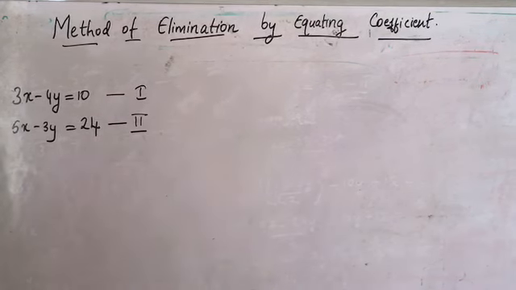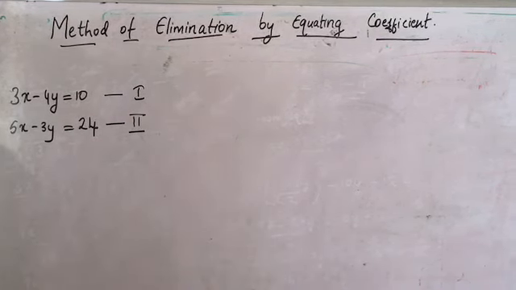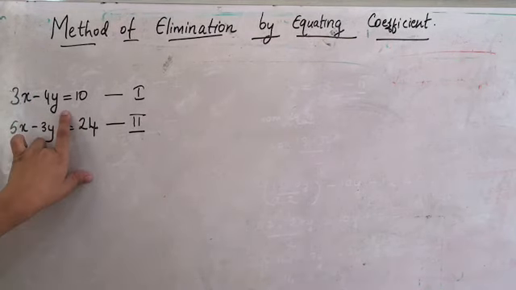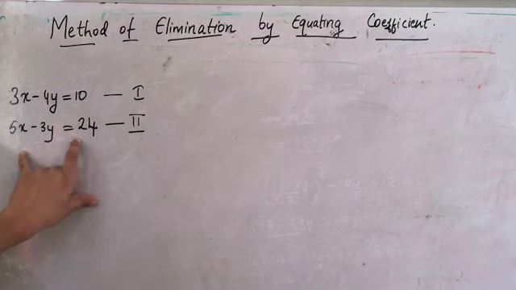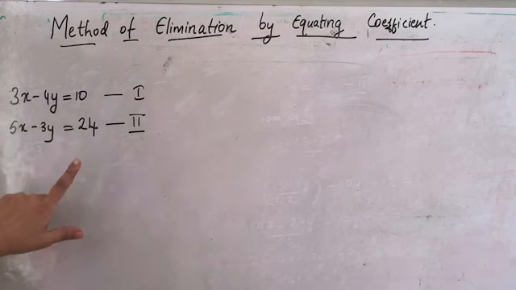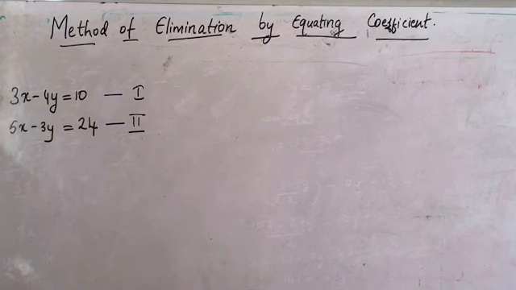Now let's have a look into it. How do we use this method of elimination by equating coefficient? In this method, we have to either make the coefficient of x equal or the coefficient of y equal in both the equations. To do that, we have to multiply equation 1 and equation 2 with some number so that the coefficient of x and or y remains the same in both the equations. In this problem, I will try to make the coefficient of x equal in both the equations.